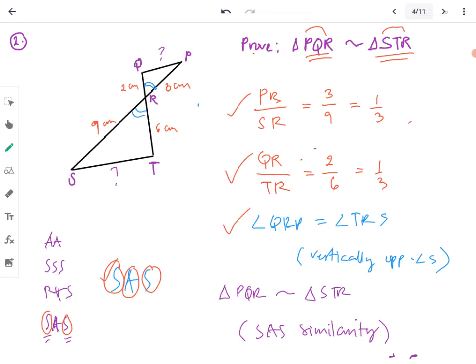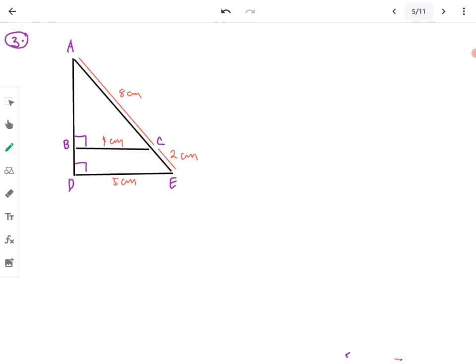Next, in this case, since these are right triangles, let's look if the given measures include a right angle and hypotenuse. Yes, the given measures are hypotenuse. Then there is a pair of sides, which is BC and DE. What we're trying to prove here is that triangle ABC is similar to triangle ADE.